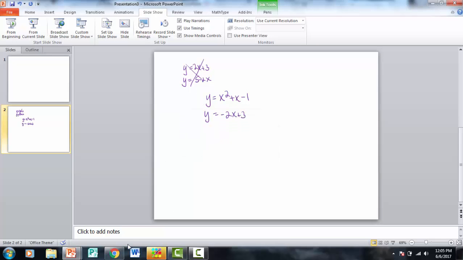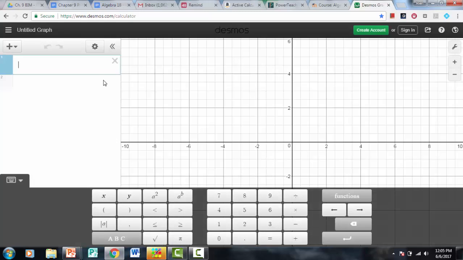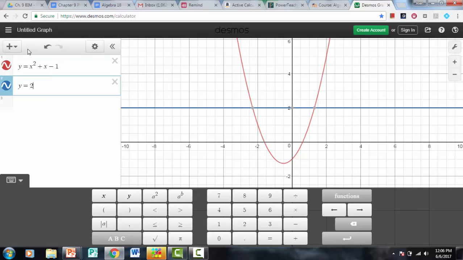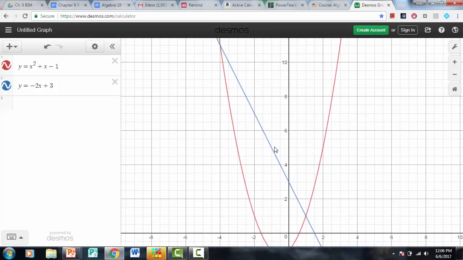So let me see if I can get there. We are going to have y equals x squared plus x minus 1. That will be our first equation. And then the second equation was y equals negative 2x plus 3. Okay, so you'll notice we have two equations, and let me just move this down a little bit so we can see. We're looking for where these two equations touch each other, and we could look at it by graphing for sure, but we're going to try to do this without graphing.